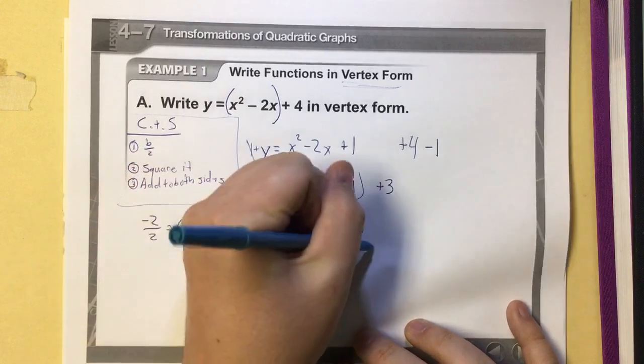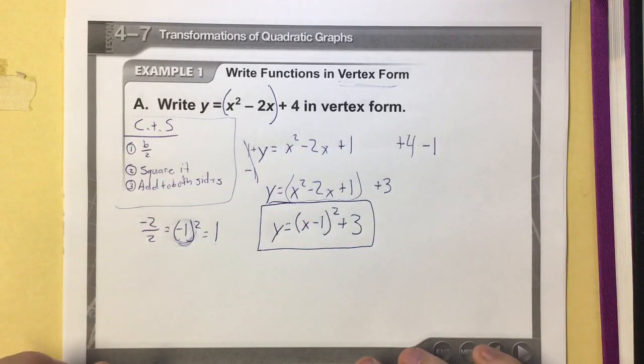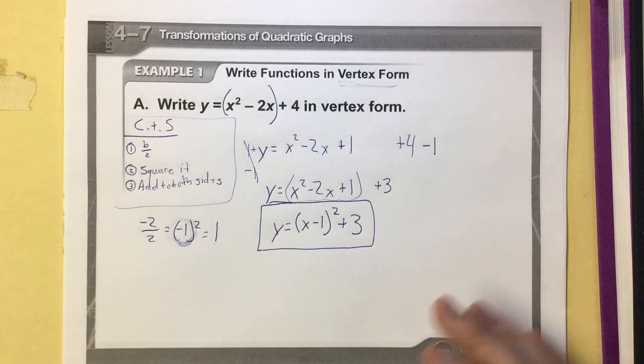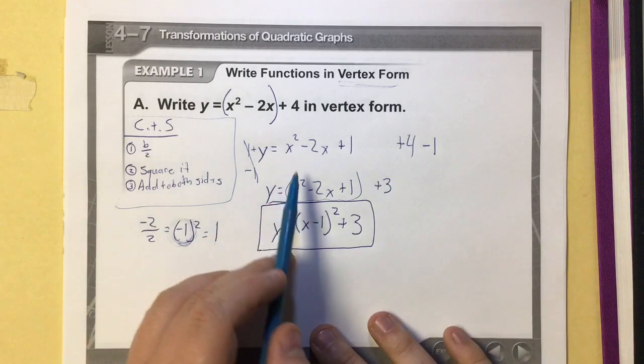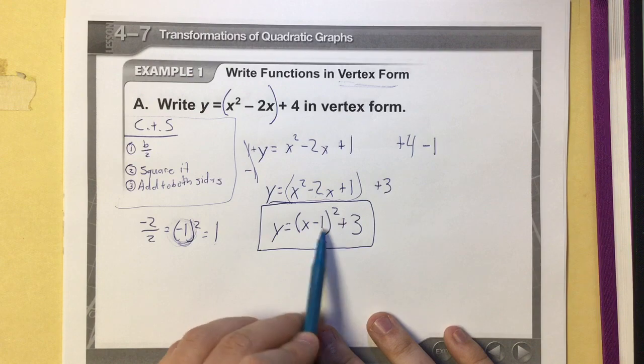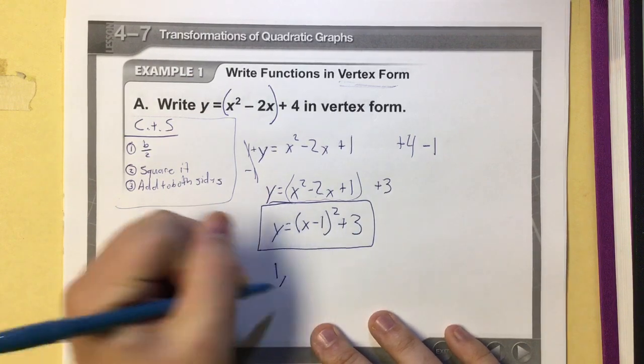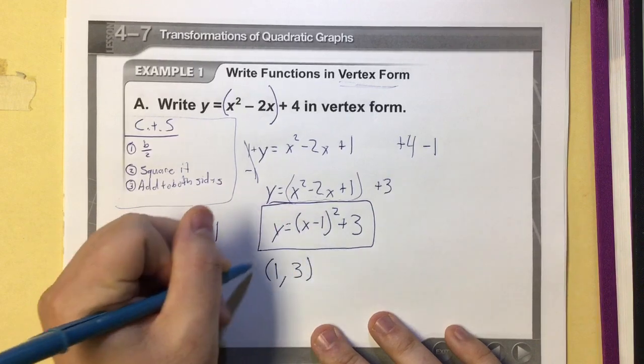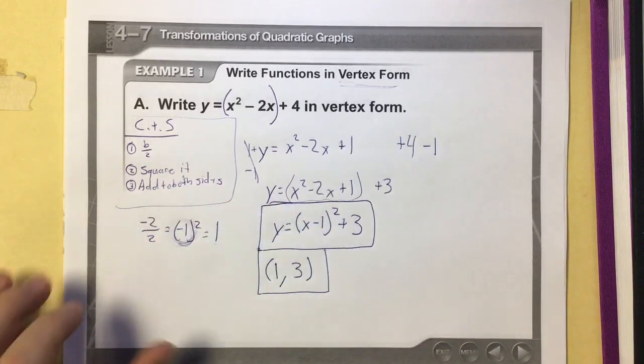This is what the question asks us for, but your homework is going to ask for a couple of other things. It's going to ask us where is the vertex. Remember, it was x minus h, so in this case h is 1, and then plus k, so k is 3. So that's the ordered pair of my vertex right there.